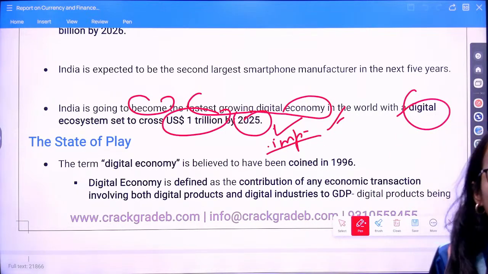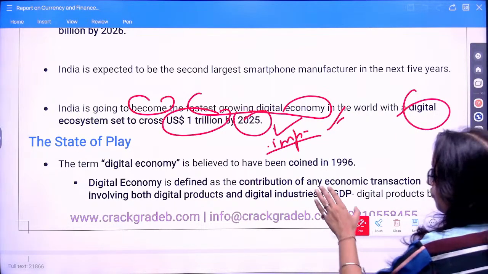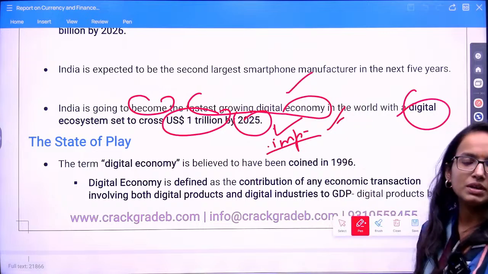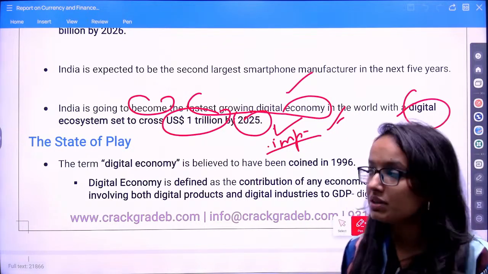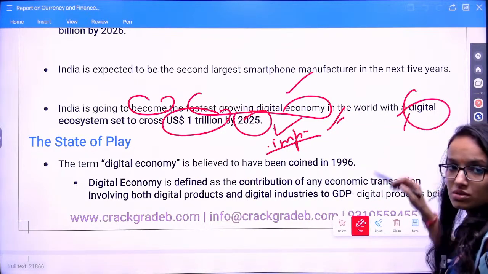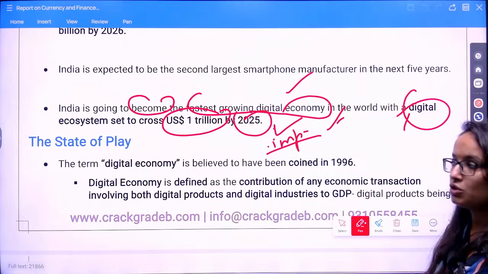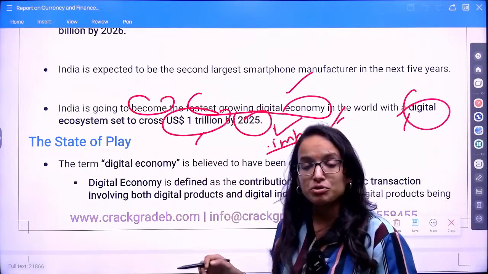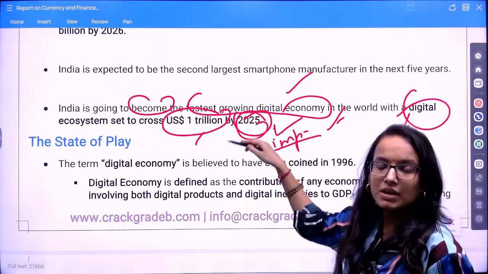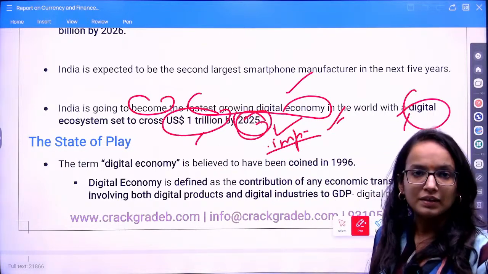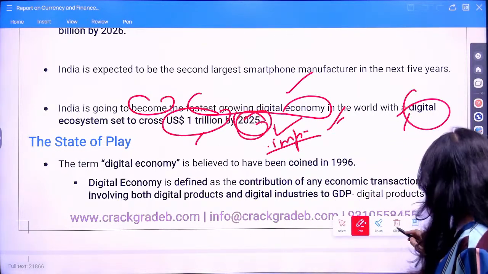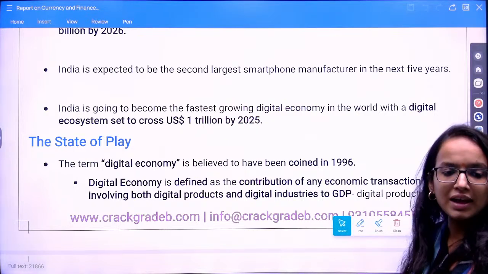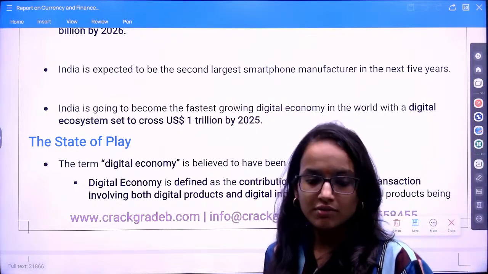We are all set to become the fastest growing digital economy in the world, with the digital ecosystem for India set to cross the mark of 1 trillion US dollars by 2025 only. By 2025 only. Not so far, right? So remember this thing. This was a general introduction, general highlights of the report.